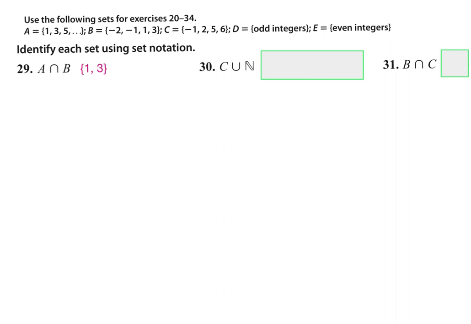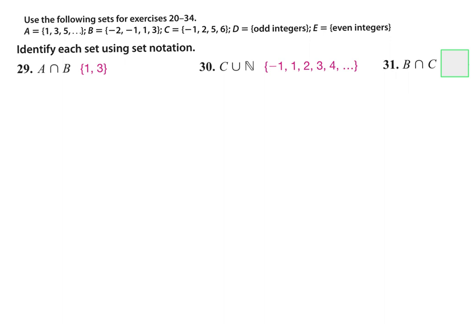Most of C falls within my natural numbers, right? There's only one that doesn't. What's the only number in C that doesn't fall in natural numbers? -1. So -1 is going to be a part of my answer, and then every natural number, which is 1, 2, 3, 4, 5, 6, 7, right? And so how I would indicate that is I would start with -1, and then I would put 1, 2, 3, 4, and then an ellipsis.